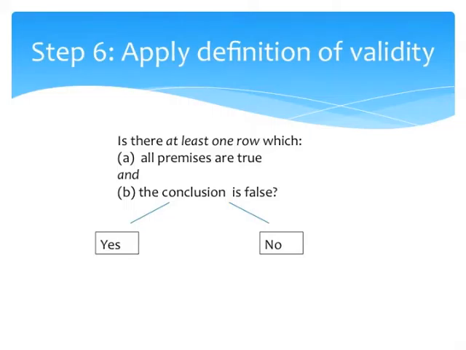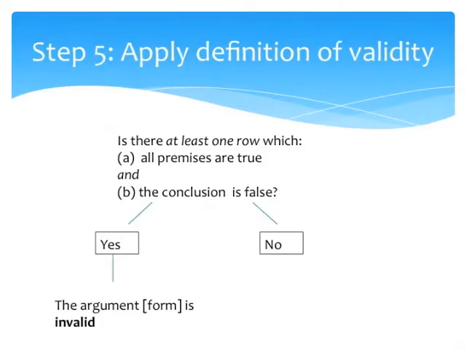And so we have to look back at our table and then ask, is there at least one row in which all the premises are true and also the conclusion is false? If the answer is yes, that means that the argument or argument form has counterexamples. So the argument is invalid. In contrast, if the answer is no, then that means that the argument has no counterexamples. And so the argument or argument form is valid.